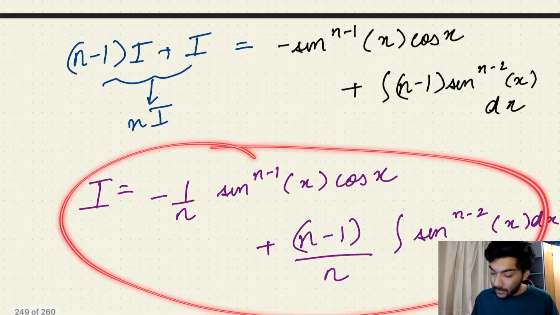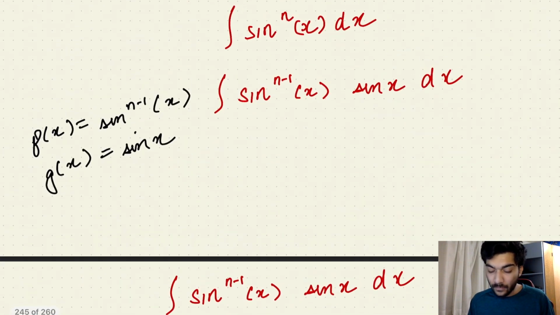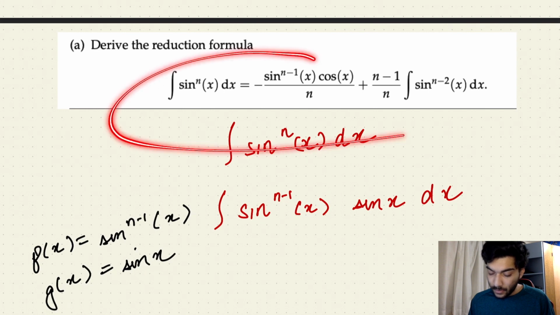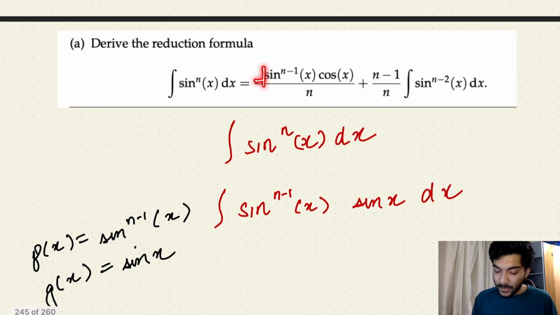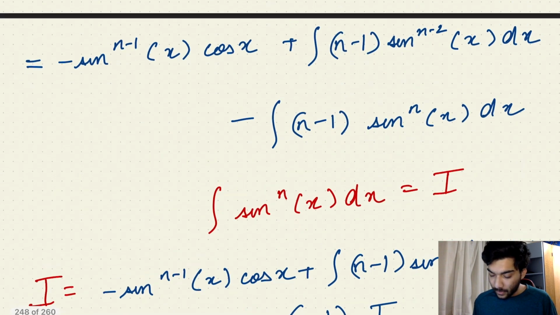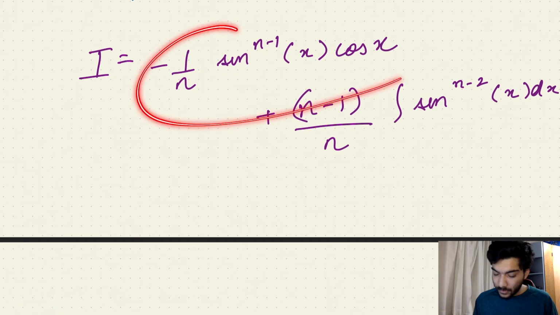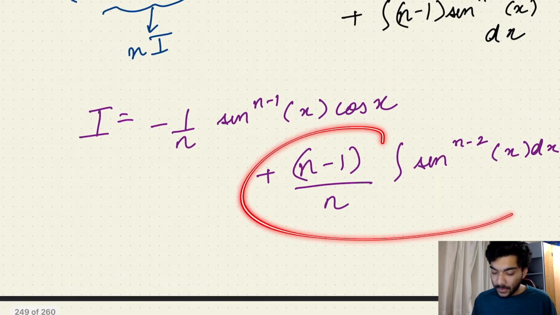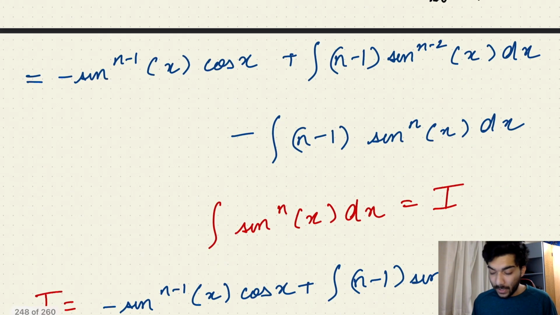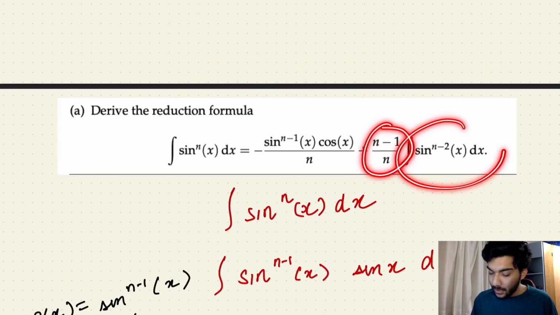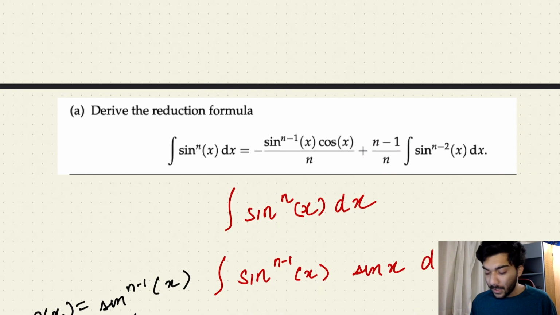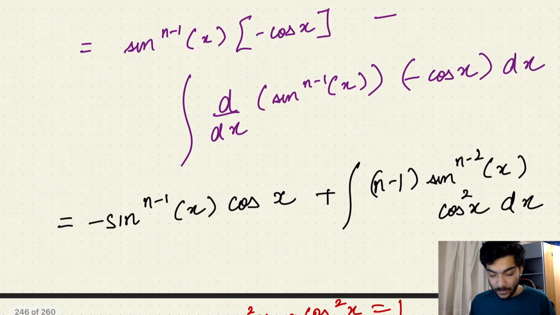And if you compare this final answer with what we had to prove at the start of the video, this would be similar to this expression over here, right? So you basically have minus 1 by n times sine to the power n minus 1 x cos x, which is this term. And for the second term, you have n minus 1 by n integral sine to the power n minus 2 x dx in this case, right?